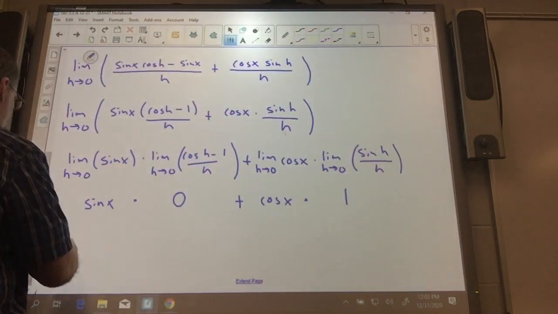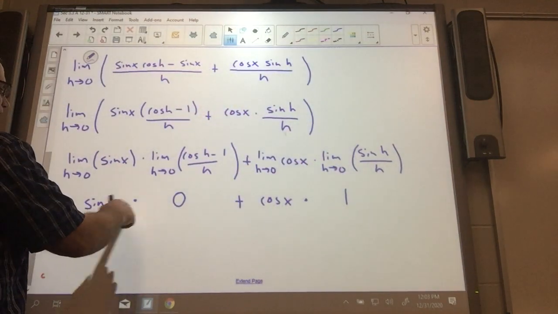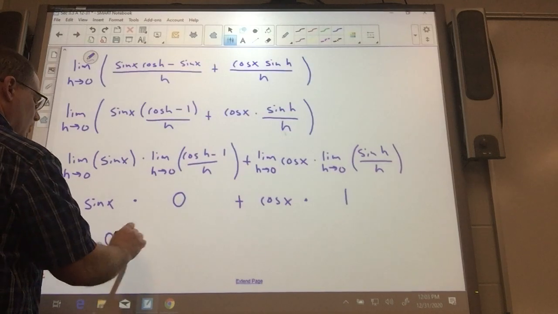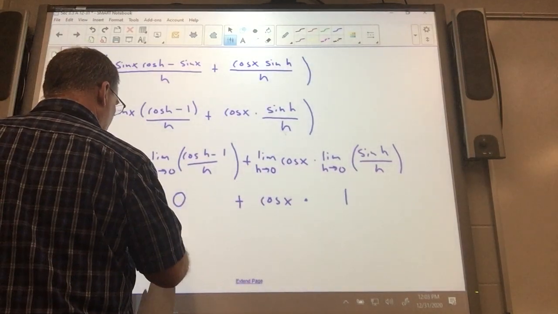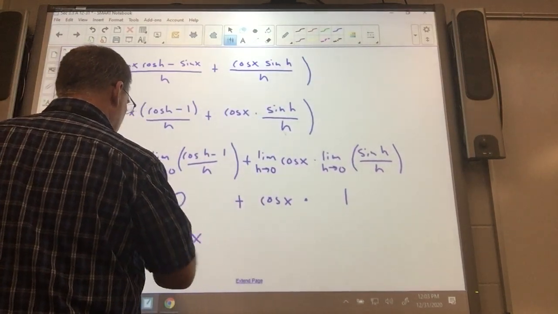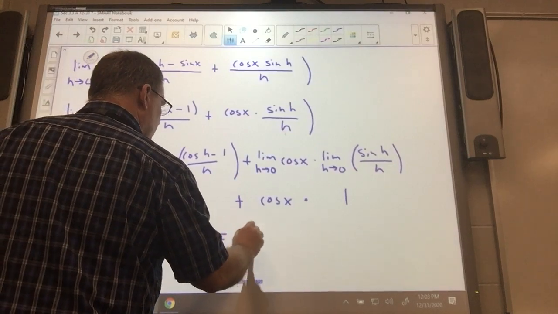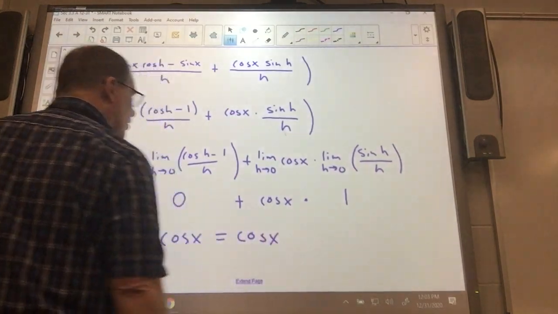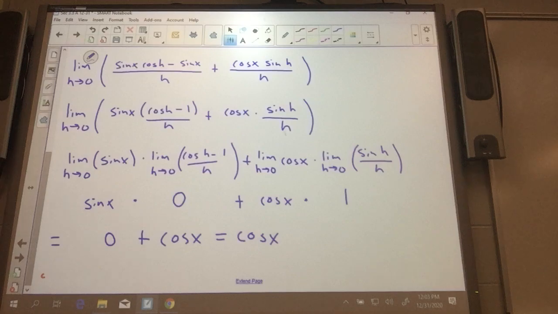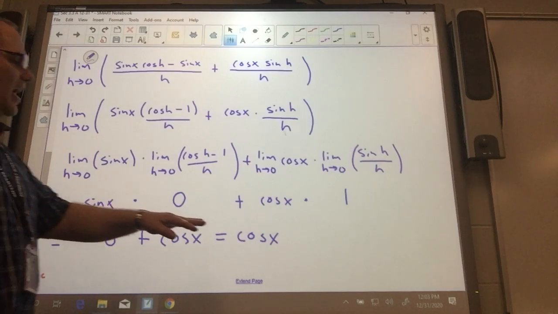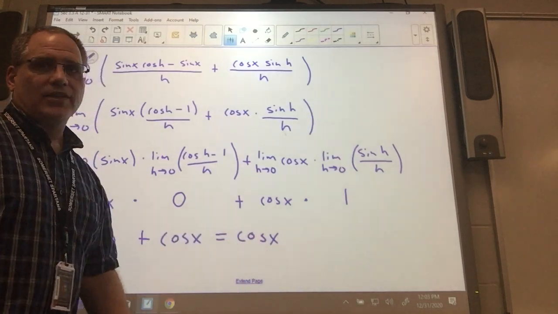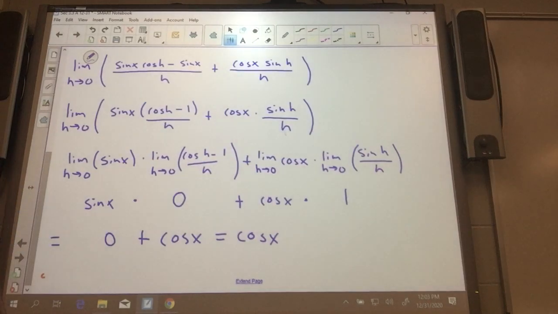So in the end there, what is this going to be equal to? Well, the sine of x times 0 is 0, plus the cosine of x times 1 is the cosine of x. Cosine of x plus 0 is going to equal the cosine of x. And I just showed that the derivative of the sine has to be, by definition, the cosine of x. And there is your proof, right?